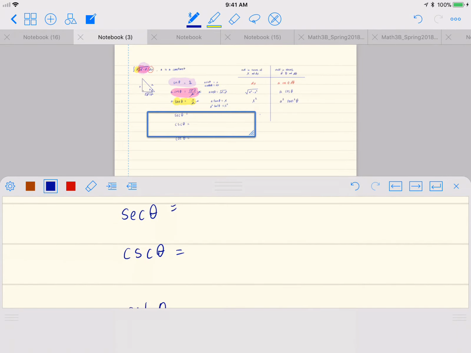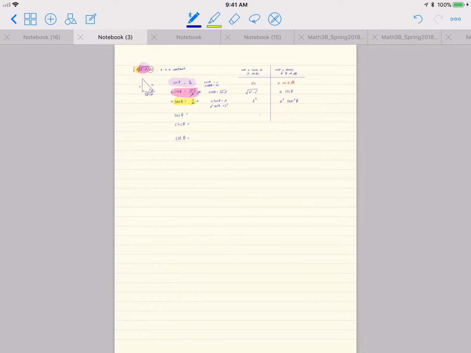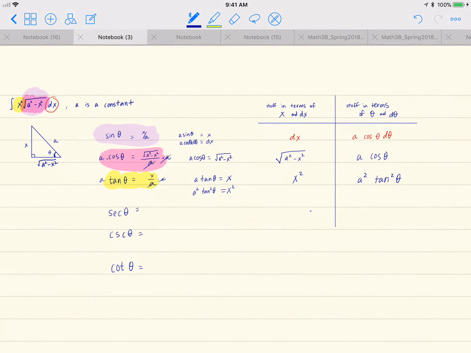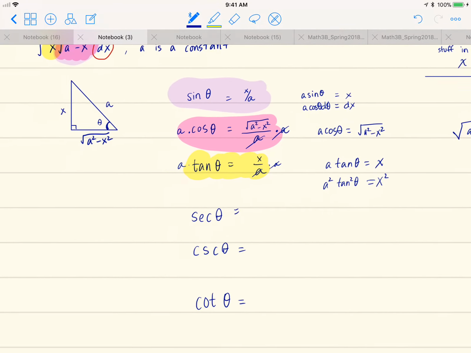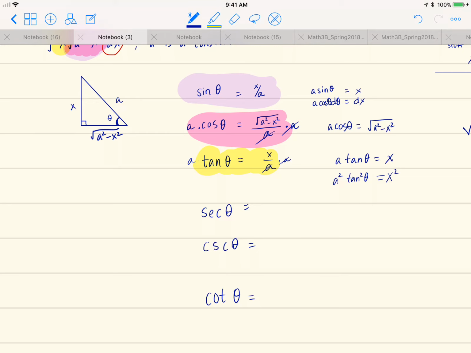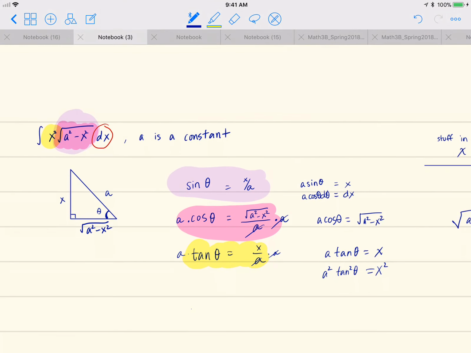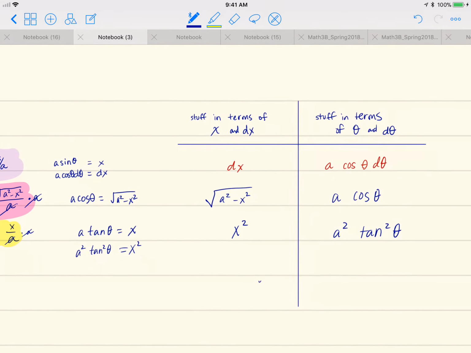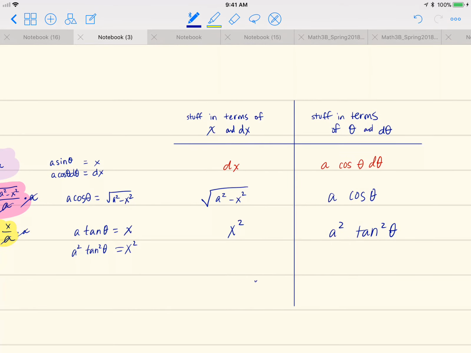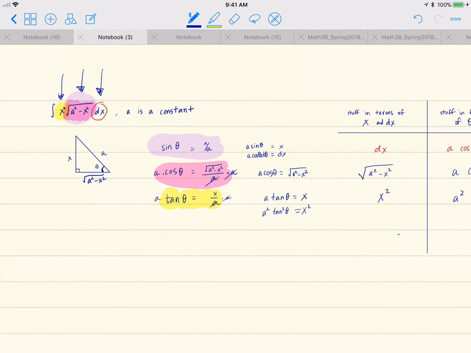So I don't even need to go any further, right? I don't need to go any further with figuring out the relationship between secant, cosecant, and cotangent because I've rewritten every part of my original integral, right? The x squared, the square root of a squared minus x squared, and the dx. I've rewritten them in terms of theta and d theta.